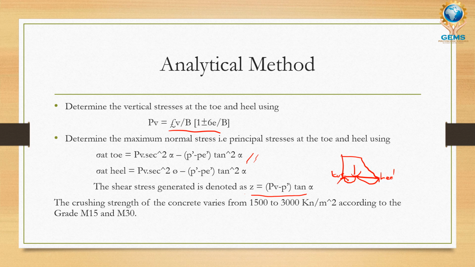The crushing strength of the concrete varies from 1500 to 3000 kilonewton per meter squared according to grade M15 and M30. You know what M15 and M30 are. You may have studied them in your concrete materials or construction materials subject.